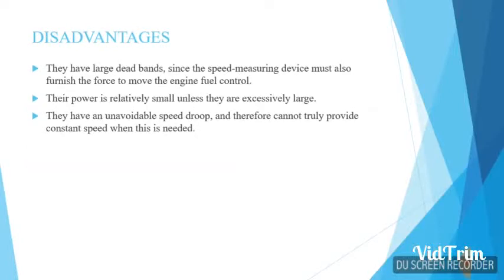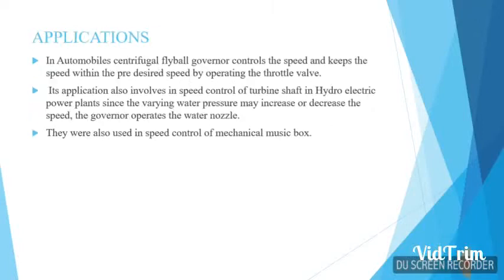Let's look at its disadvantages. They have large dead bands since the speed measuring device must also furnish the force to move the engine fuel control. The power is relatively small unless they are excessively large. They have an unavoidable speed drop and therefore cannot truly provide constant speed when this is needed.